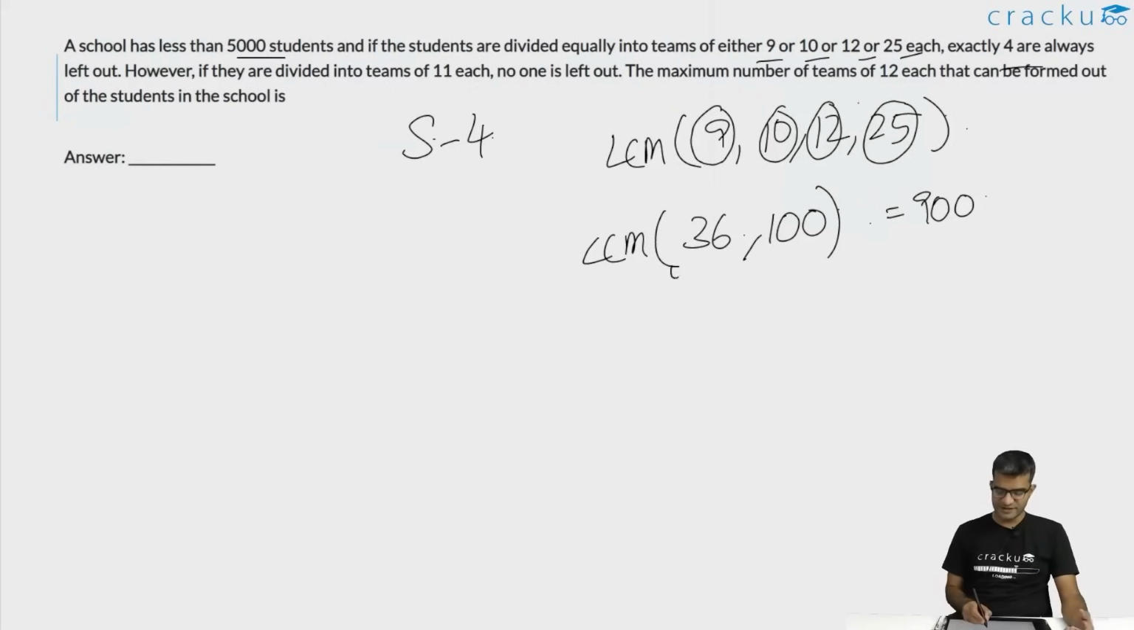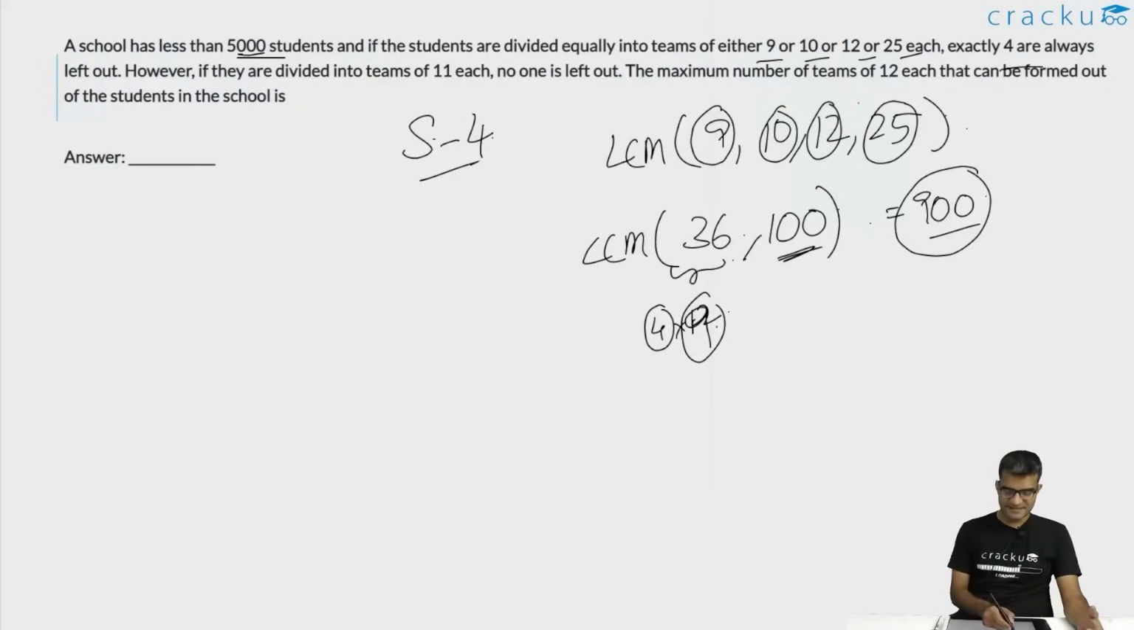You can do that because you can essentially divide 36 into 4 into 9, and you know that 4 is a factor of 100, so it won't matter. So that least common multiple has to be a multiple of 9 and 100, which is 900. So S minus 4 is a multiple of 900 and S is less than 5000.